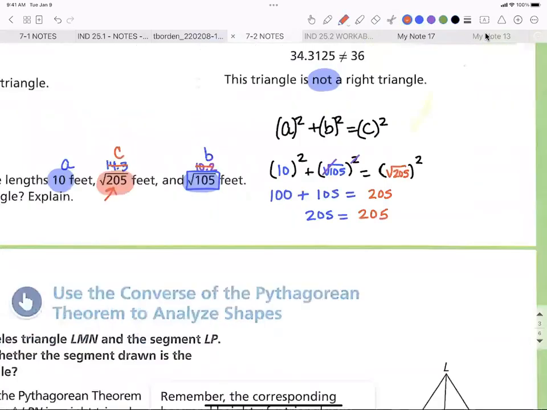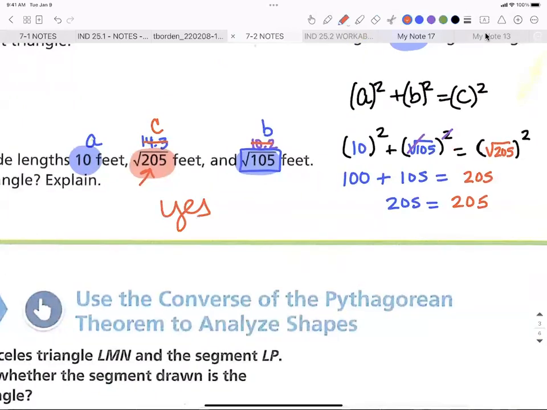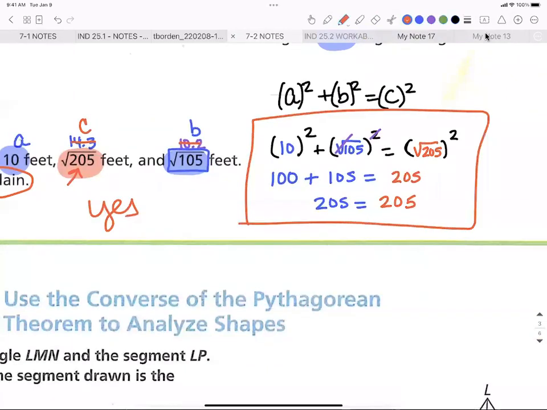So are these side lengths of a right triangle? Yes. And when it says explain, here's the beauty of it. Right here, that's your explanation. You don't have to write out any words. As long as you show the math, that is your explanation. Okay?